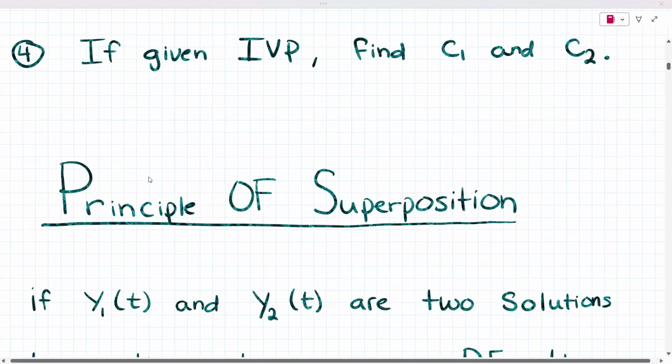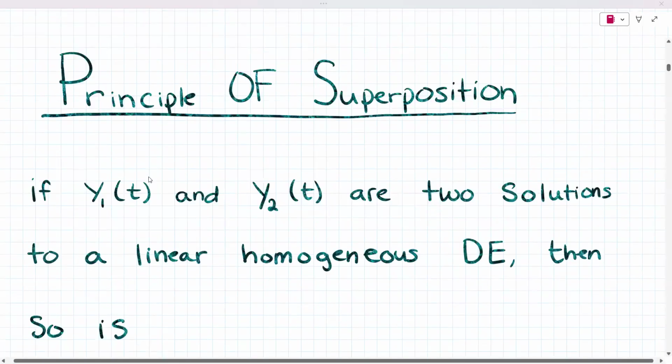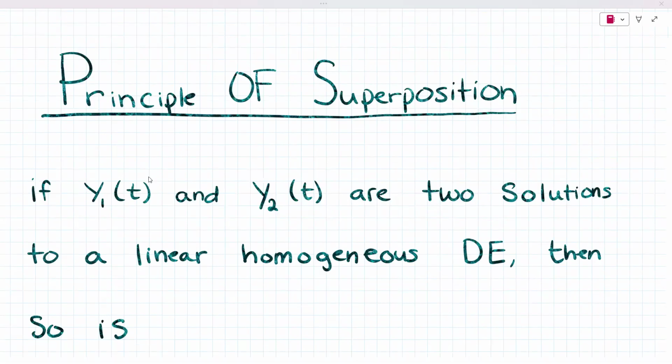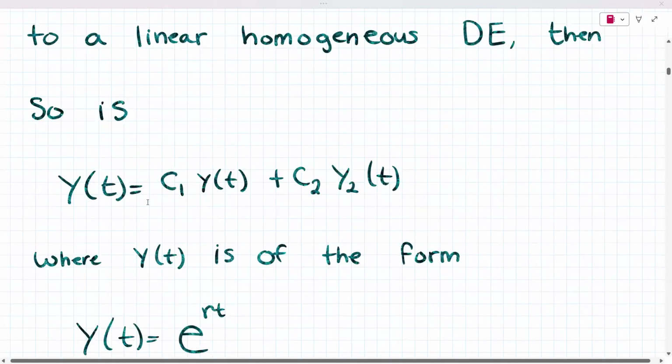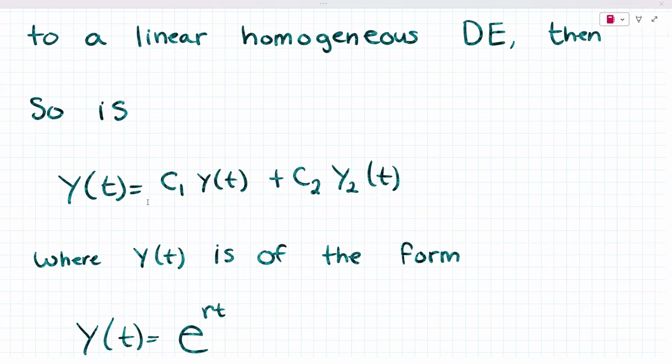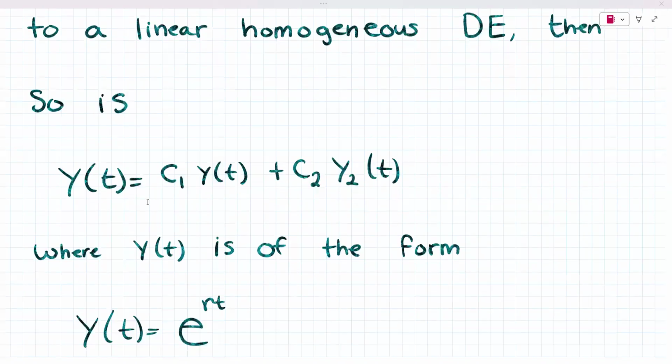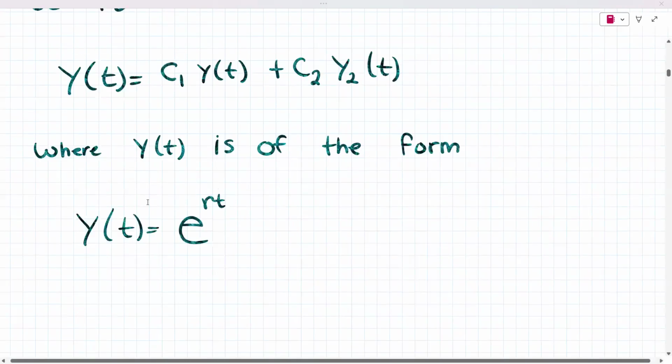Let's talk about the principle of superposition. So if y1 of t and y subscript 2 of t are two solutions to a linear homogeneous differential equation, then so is y of t equals c1 y1 of t plus c2 y2 of t, where y of t is of the form y of t equals e raised to the rt.